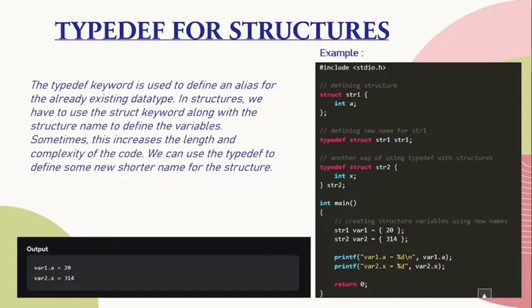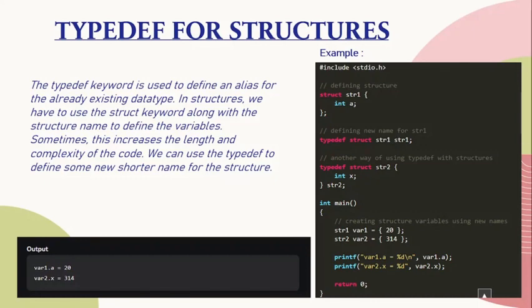Let us see about the typedef for structures. Typedef is a keyword that is used to rename a specific structure into a new name. In C, where we use structures, for each structure variable and member of the structures, while accessing them we have to use the keyword struct plus the structure name every time.